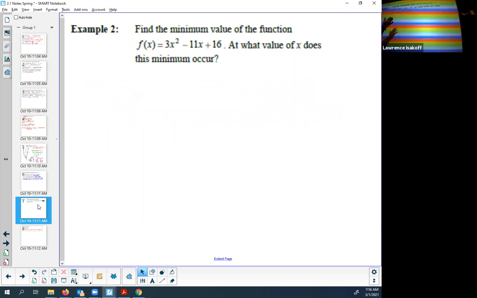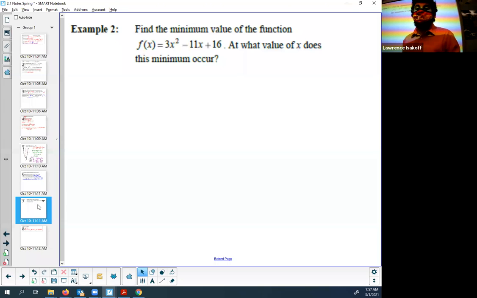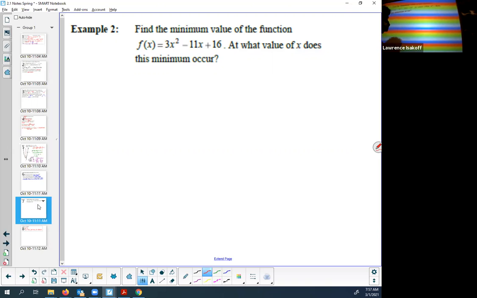So find the minimum value of this function. At what value of x does the minimum occur? So we're just going to go through the math of it by hand. And again, we'll take a look at it on Desmos to confirm our work. But I do want you to know how to calculate this by hand, because it's A, not too hard of a task, and B, I don't want you fully, 100% relying on the calculator.